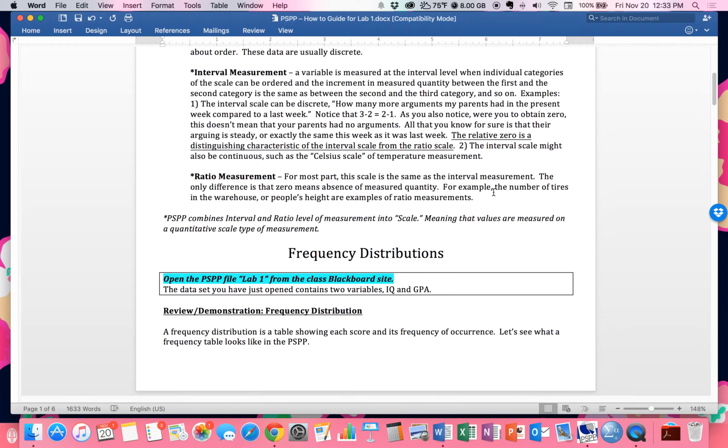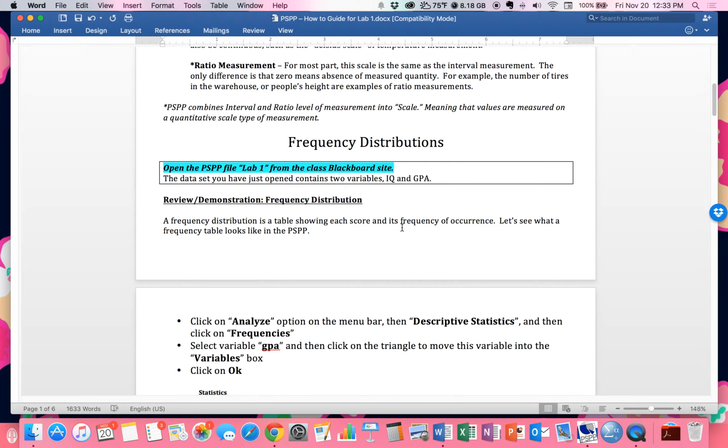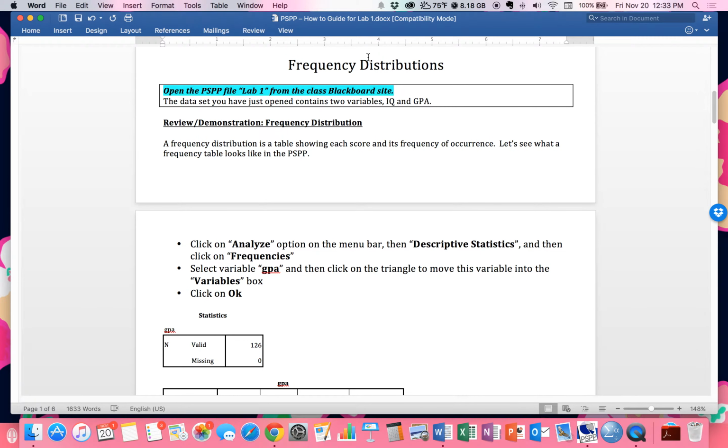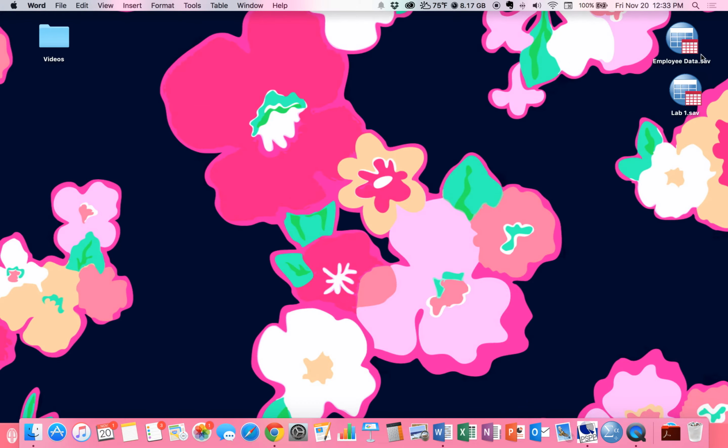Now, PSPP, in class we talk about these 4 levels of measurement. PSPP actually combines interval and ratio into what it calls scale. So I'll show you that in the data set, and we're going to go ahead and make some frequency distributions. Woohoo, right? So we're going to open the Lab 1 file from our Blackboard site. So you can see I have already downloaded this on my desktop.